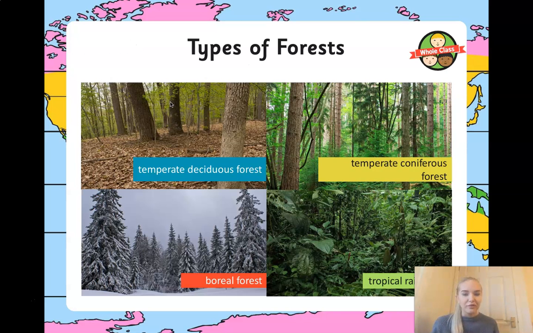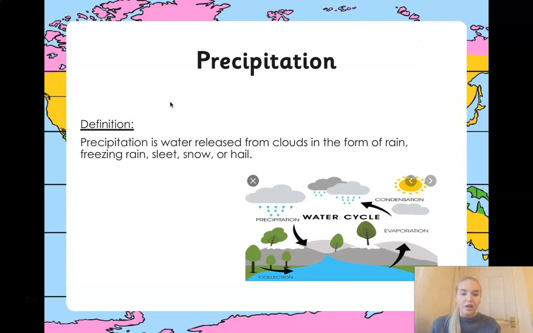So, just a quick recap on the types of forest, which we've already had a look at then. We are going to be talking about this word a lot today. This word, precipitation. Precipitation. So, a 5-syllable word. The definition of precipitation is water released from clouds in the form of rain, freezing rain, sleet, snow or hail.